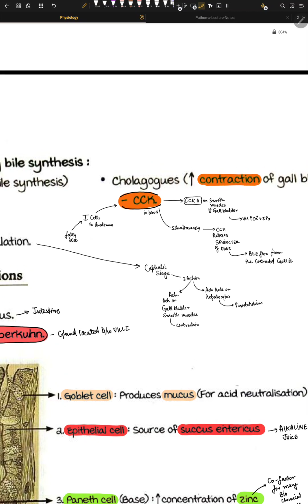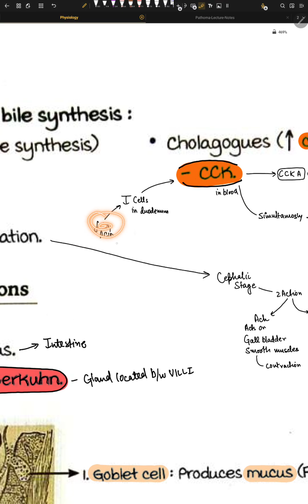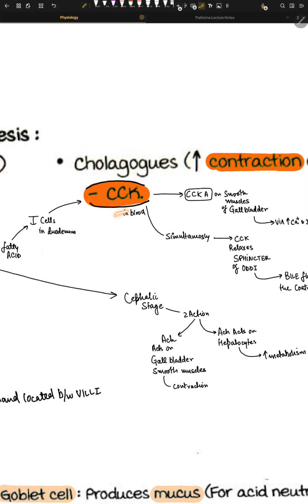Okay, so what happens here is that we have this thing called CCK, right? CCK is present in blood. Now the fatty acids go to I cells in the duodenum. The presence of fatty acids is seen by I cells. The I cells are like, oh, we have so much fat, we need to do something. What happens is that these I cells make CCK. Now this CCK is present in the blood, and it goes to CCKA.